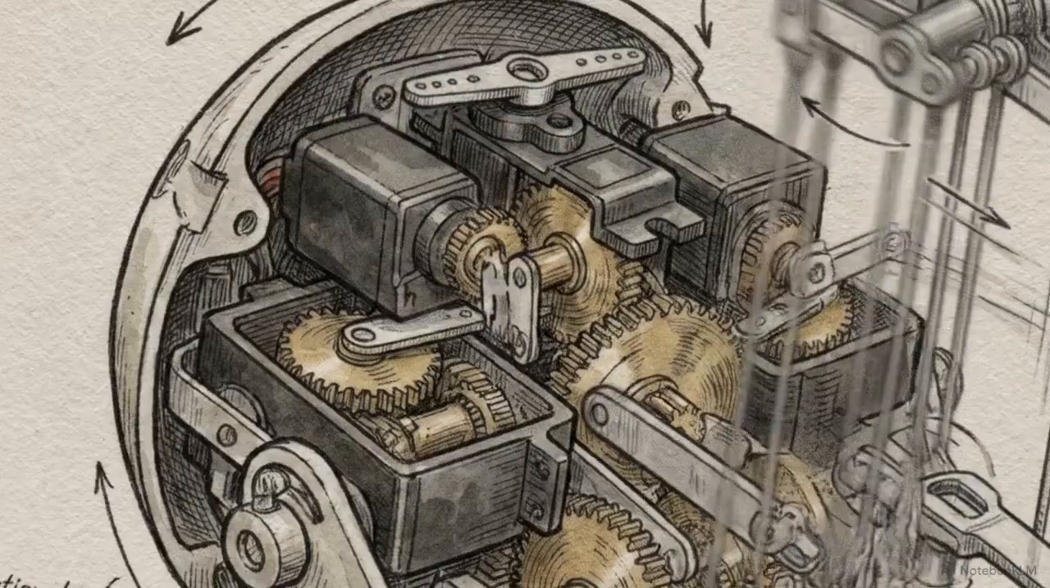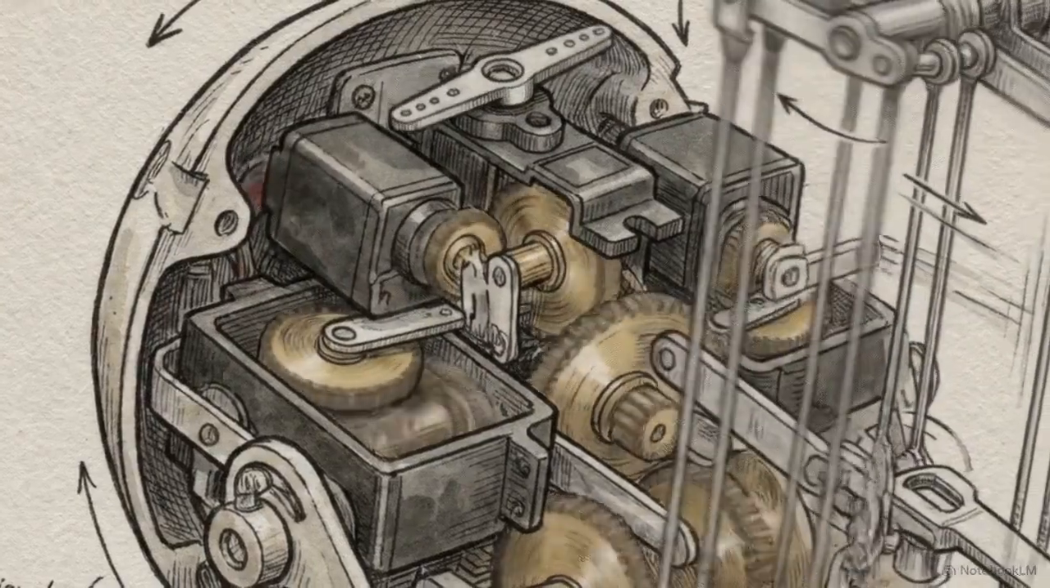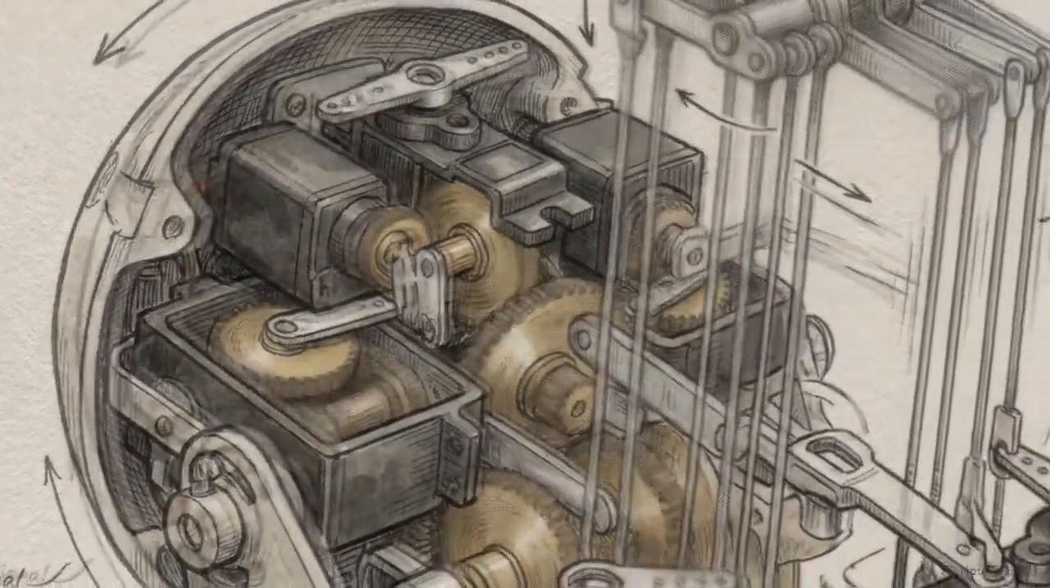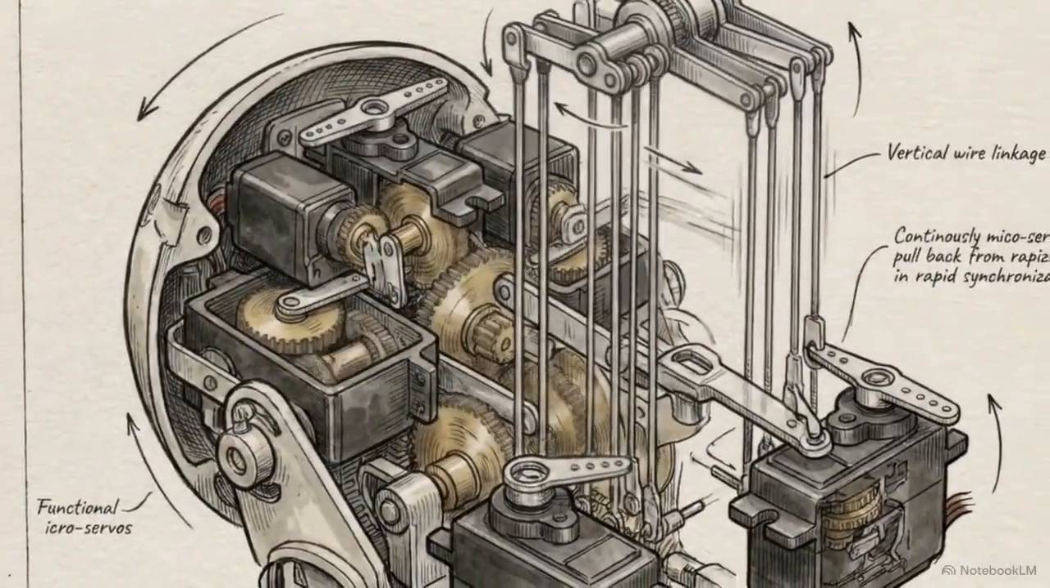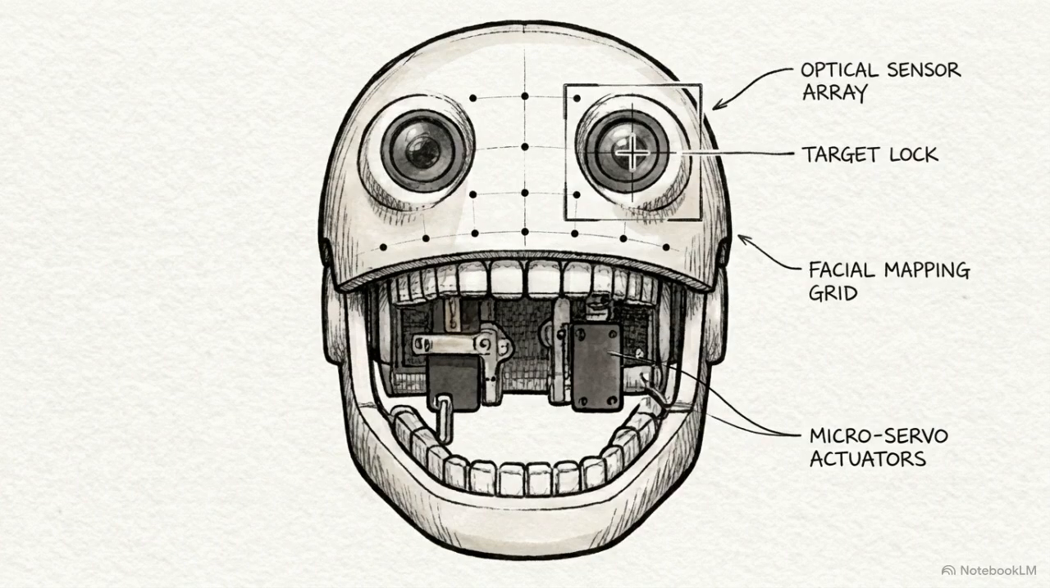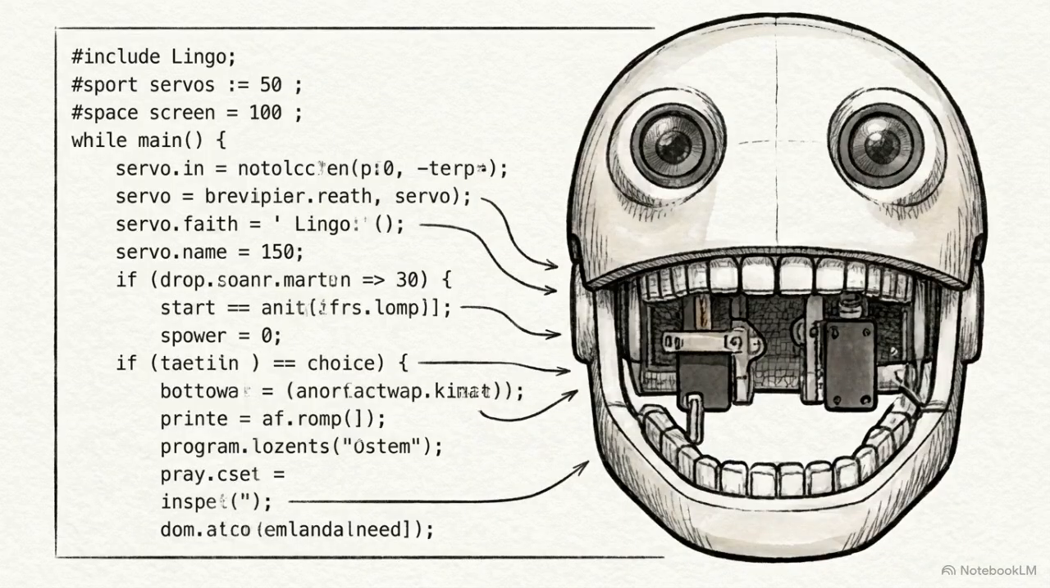The PCA9685 driver translates those commands, actuating the 3D printed jaw servos in perfect rhythm with the synthesized voice. OpenCV and MediaPipe track the user's face, driving the neck servos to ensure the robot maintains eye contact. Aligning these precise servo movements with the speech output bridges the gap between code and an interactive tutor.